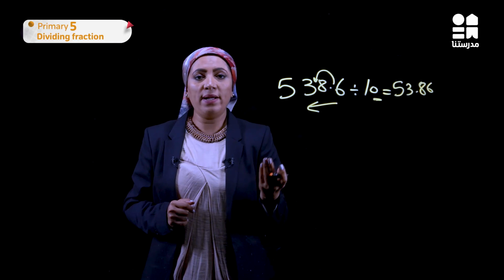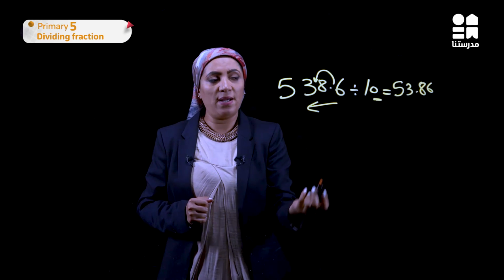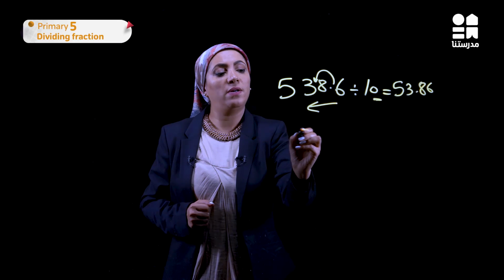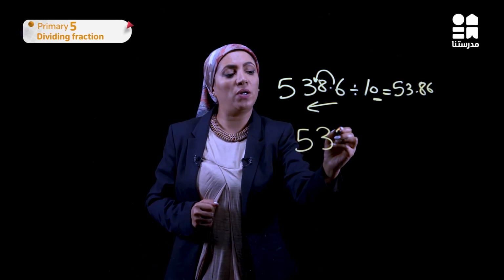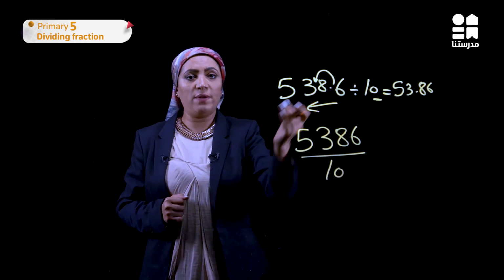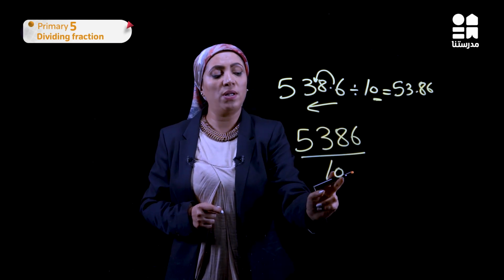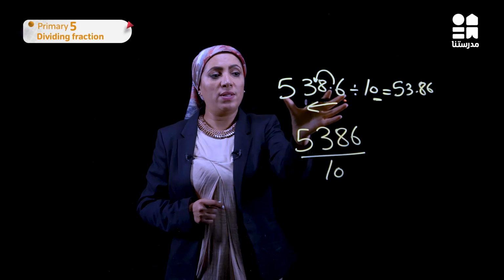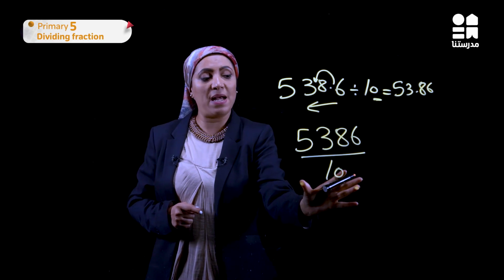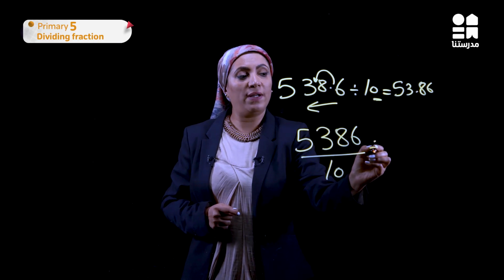53.86. Why did I do this? Why did I move the decimal point one place in this case? This is how we did it, or why we do it. 5,386 over 10. This is equal to the value that we have here, because the decimal point equals 10. So this number 538.6 is exactly the same as 5,386 over 10. And then here divided by 10.